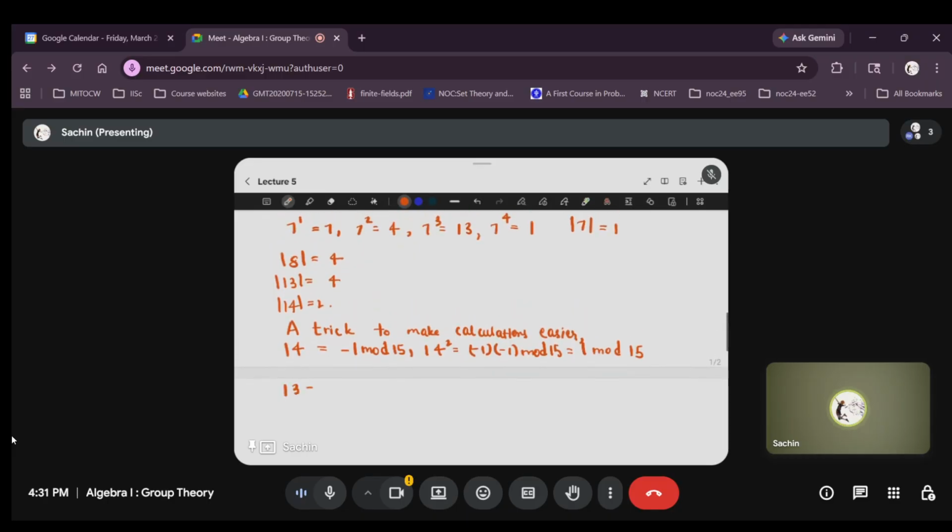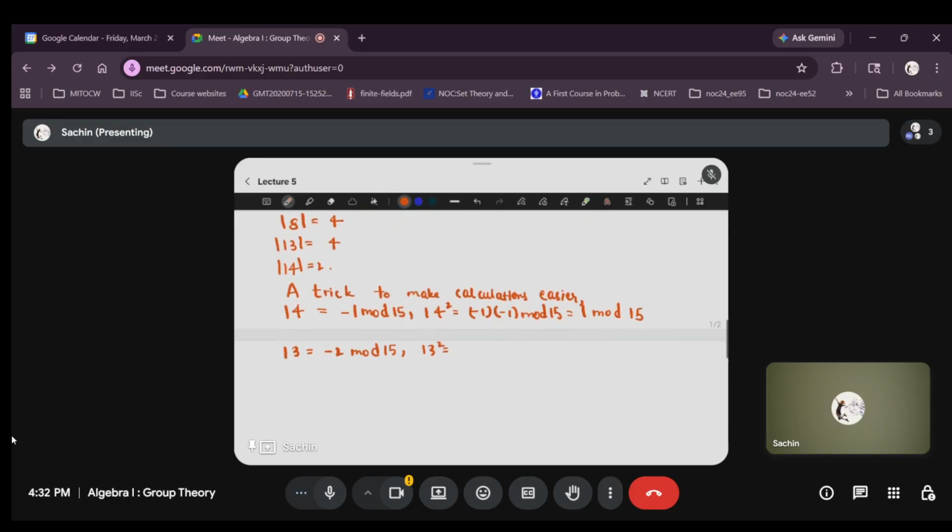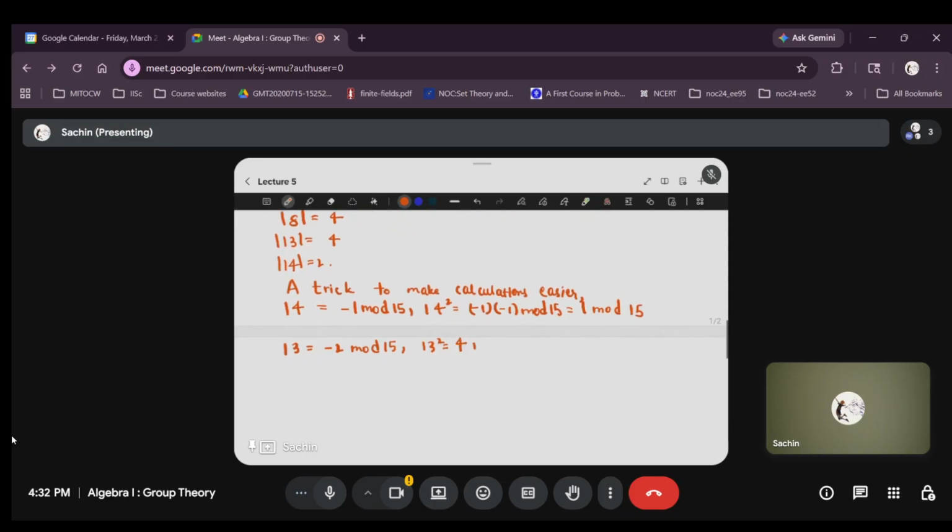Similarly, 13 is minus 2 mod 15. 13 square is 4 mod 15. 13 cube is minus 8 mod 15. 13 power 4 is 16 mod 15, which is 1. So order of 13 is 4.